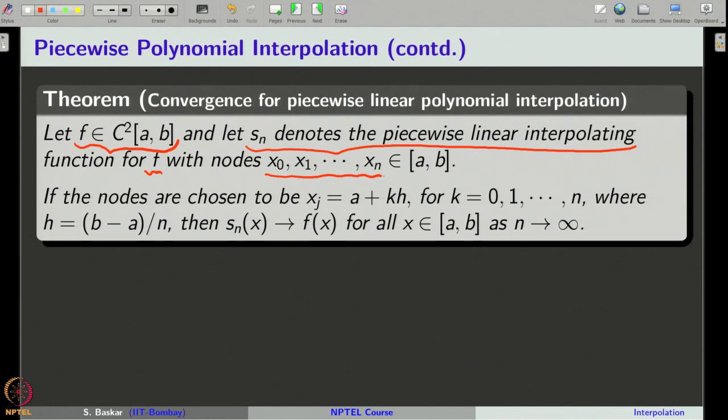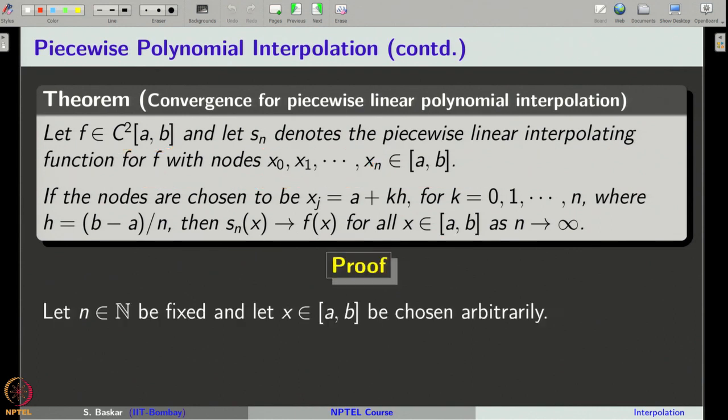Here we are stating this theorem only for piecewise linear polynomial interpolation. In fact, the theorem is specifically choosing equally spaced nodes. Even then, you can say that the sequence of piecewise linear polynomials Sn of x converges to f of x for all x in the interval a, b as n tends to infinity. This is quite encouraging because one thing is you are working with equally spaced nodes and another is even if you take larger and larger values of n, you still have convergence. That is what the theorem says.